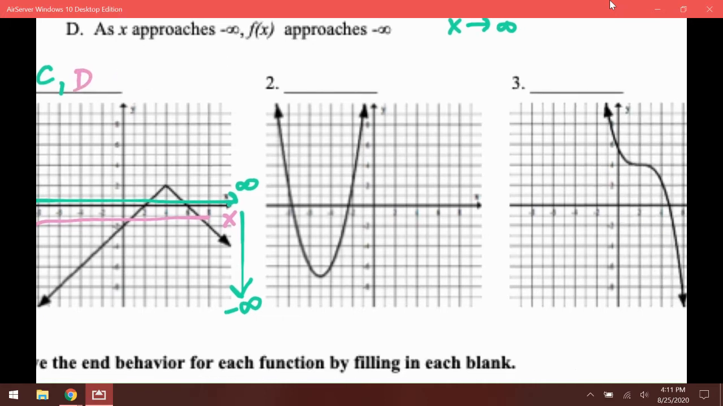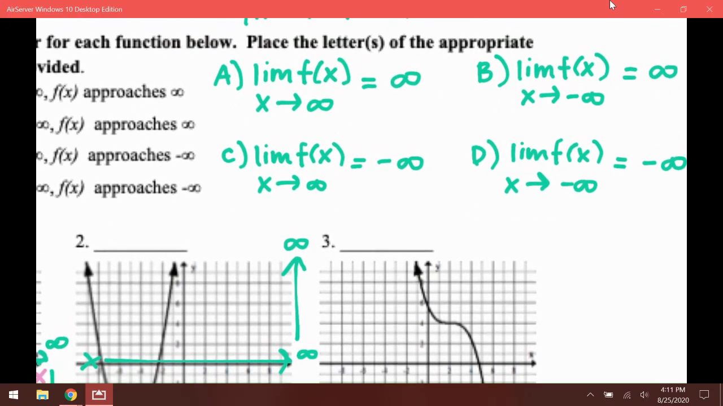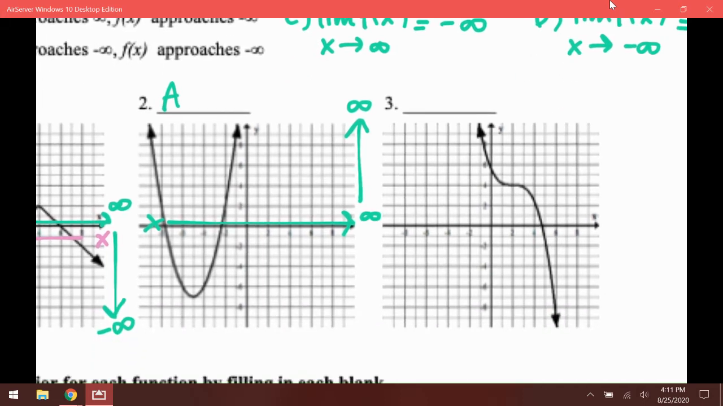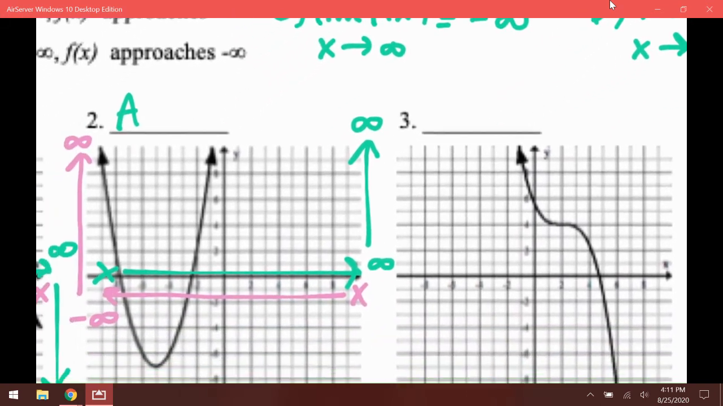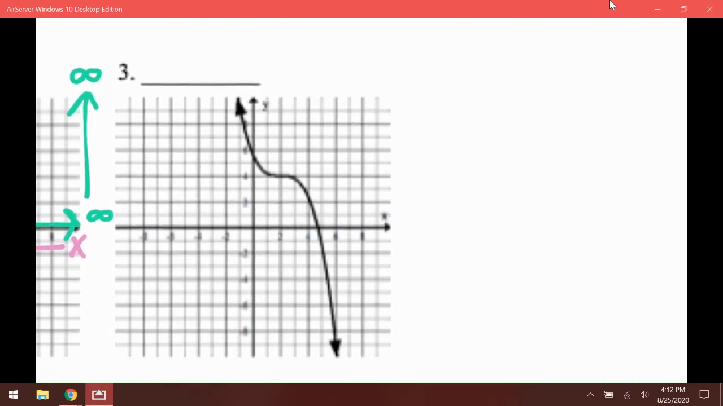All right, moving forward. Example 2. As x approaches positive infinity, so as we go to the right, my y values are going up. So positive and positive, that's A. And now we have to go the other direction. As x approaches negative infinity, aka to the left, my y's are still going to positive infinity. So we have negative and then positive. So that's answer choice B. So A and B.